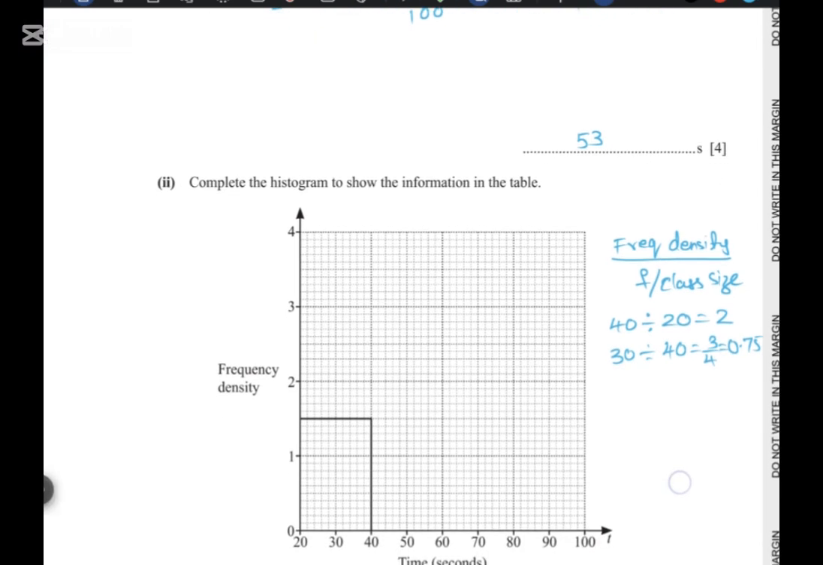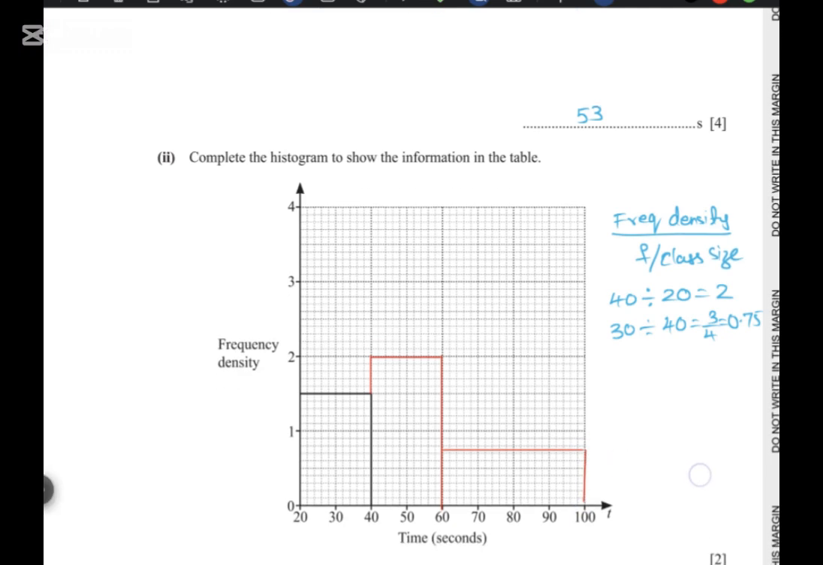Now see here, the frequency density is 2 for class 40 to 60. So 2 is here. Draw the straight lines making a histogram like this. Then 60 to 100 is 0.75. So 0.75 will be in between 0 and 1, and that is exactly here. This is 60 to 100. Histogram is completed.